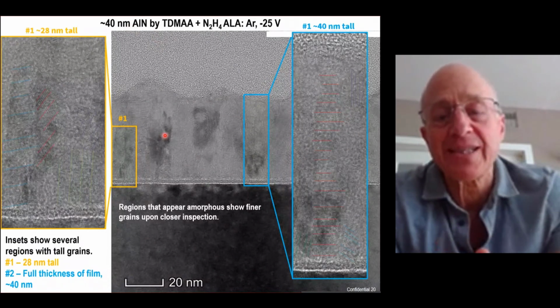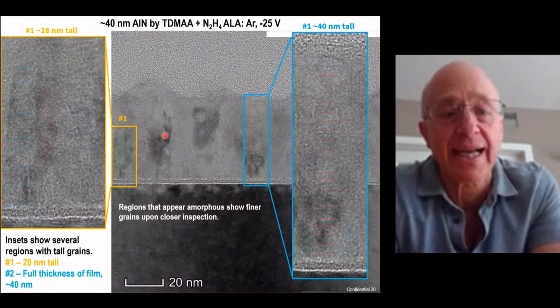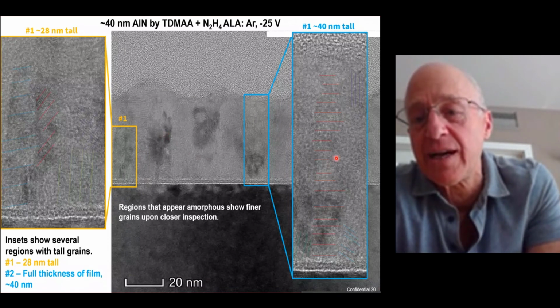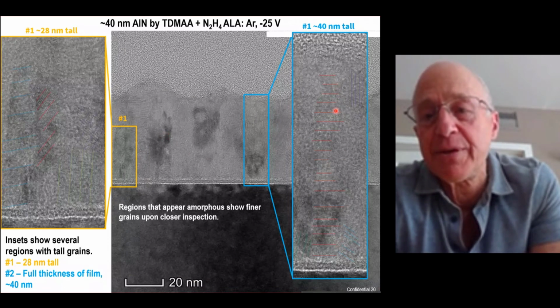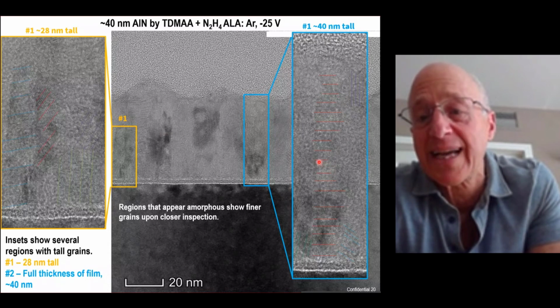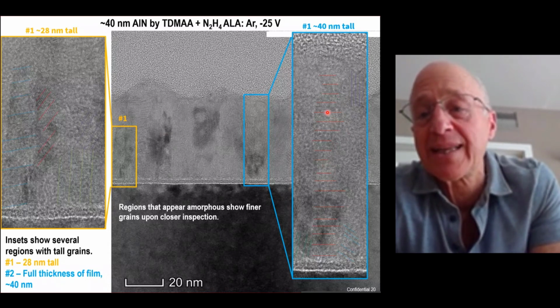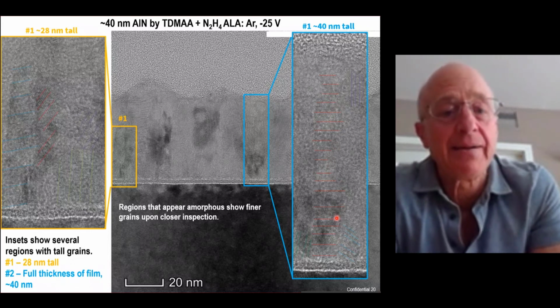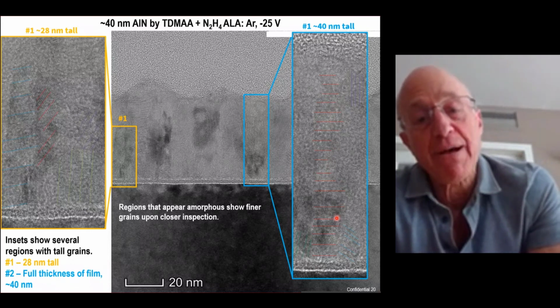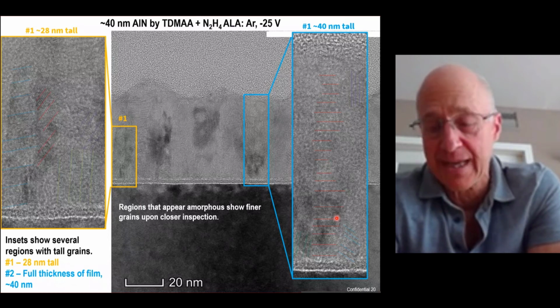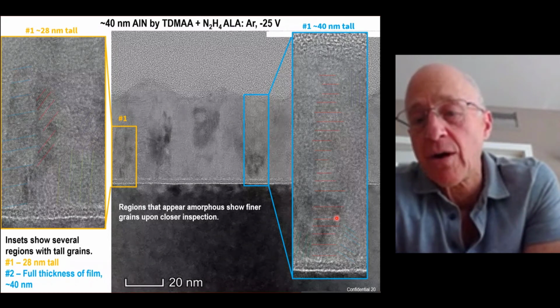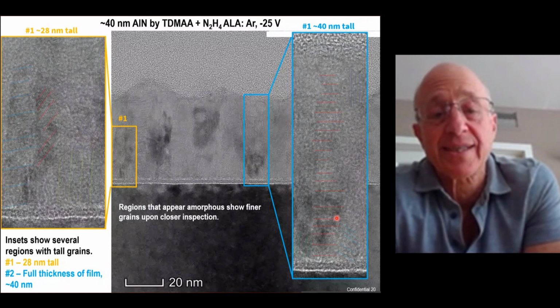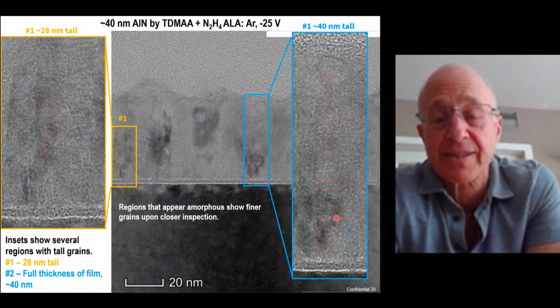And the zone axes are different between the different crystallites. But when we look in over here again, we see these beautiful vertical grains growing like this. And I just showed the red lines to show the rows in the crystalline film because I know this is not the best resolution TEM image. But all the grains are crystalline and none of them are amorphous.